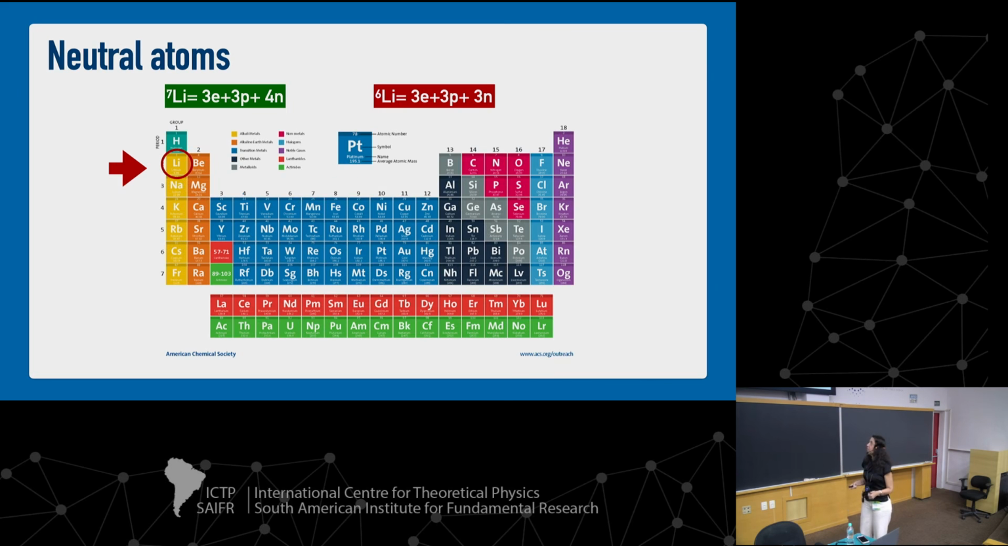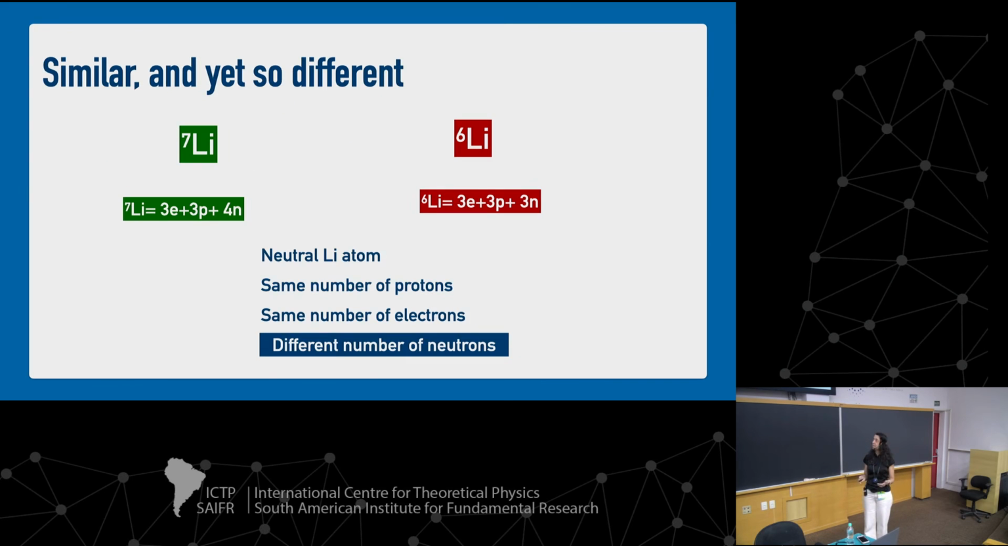So trapped ultracold atoms are really interesting. I'm not sure if you thought about this very much, but one of the most commonly trapped atoms is lithium. Here I have lithium-7 and lithium-6, different isotopes, and they are very similar, and on the other hand, completely different. The similarity is obvious. They are both neutral lithium atoms. I'm only going to talk about neutral atoms here. You've heard about ions this week, but I'm not even going to say anything about it.